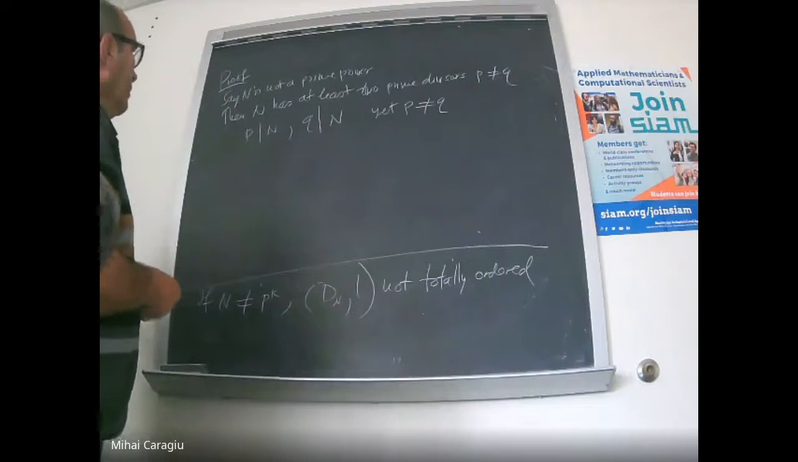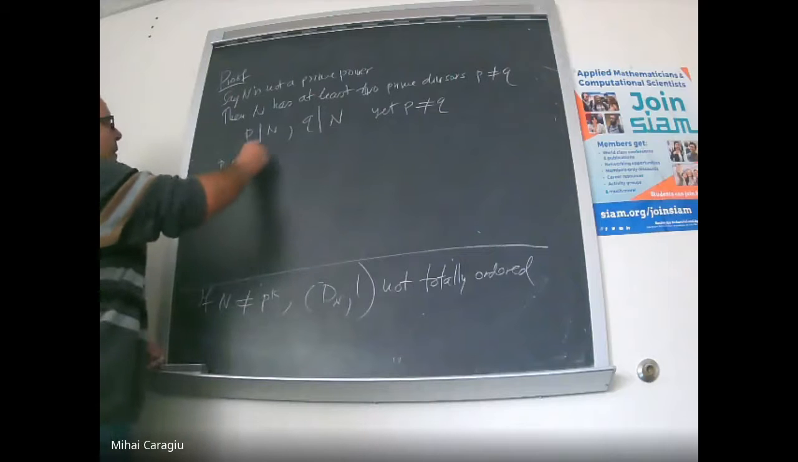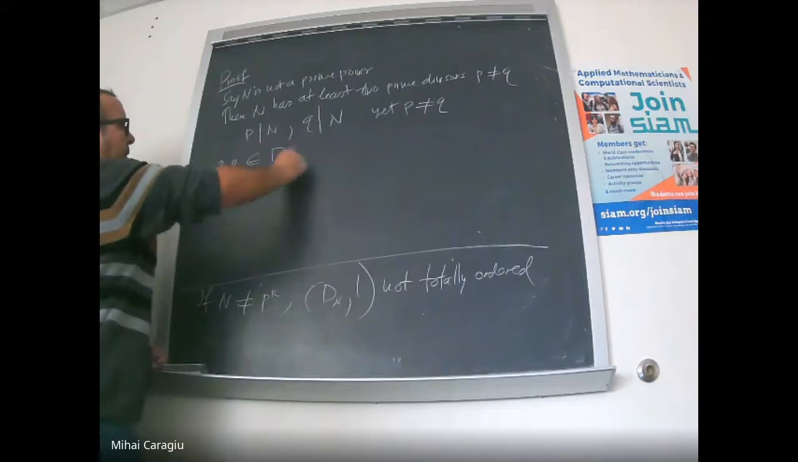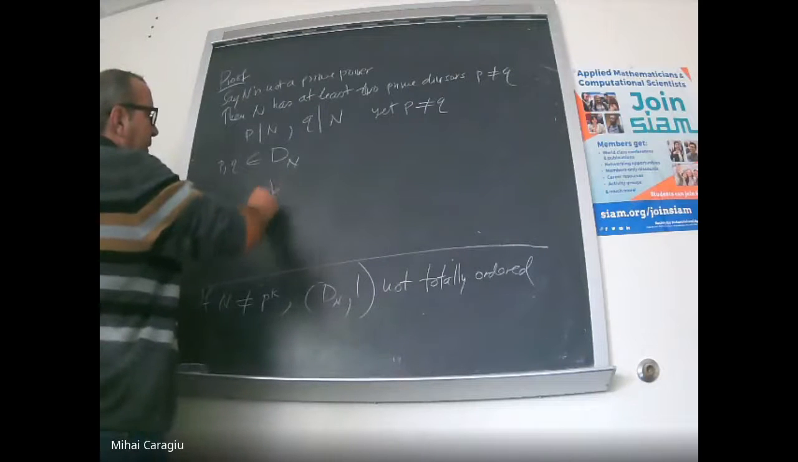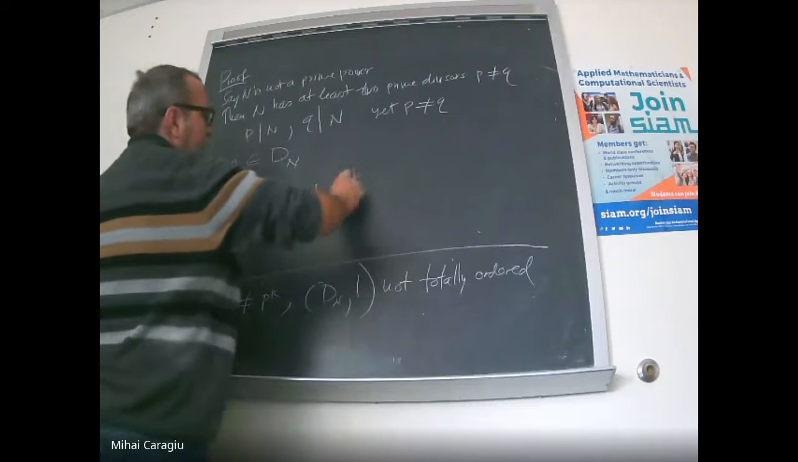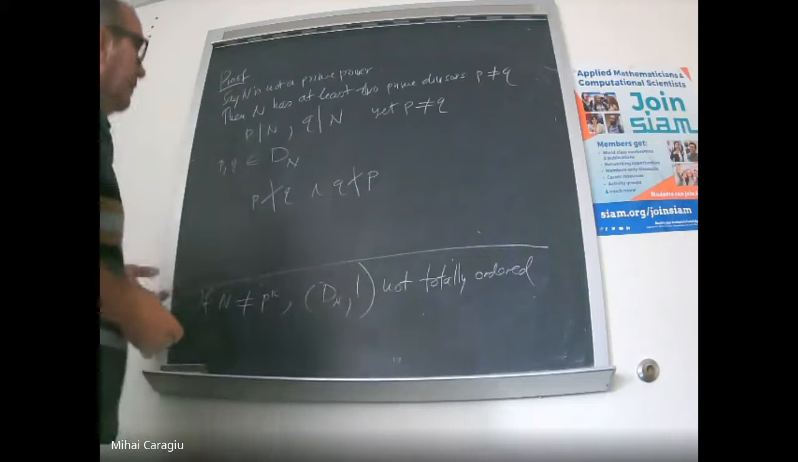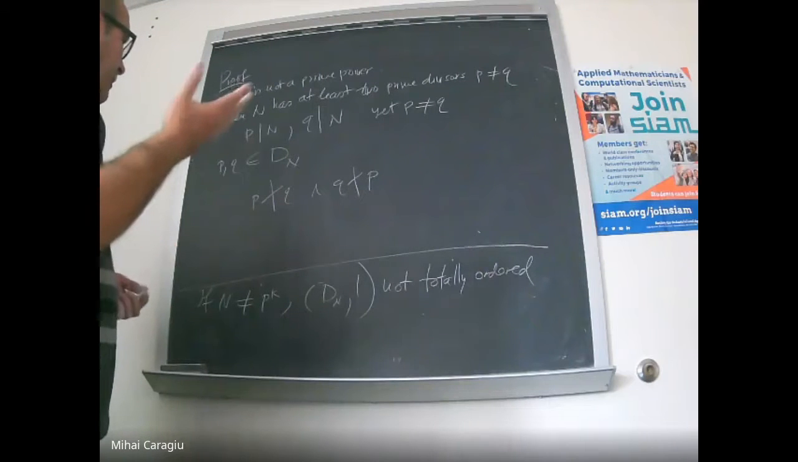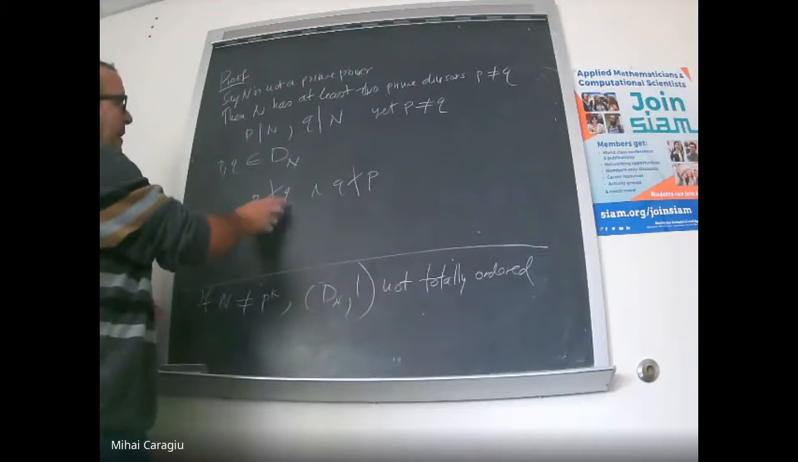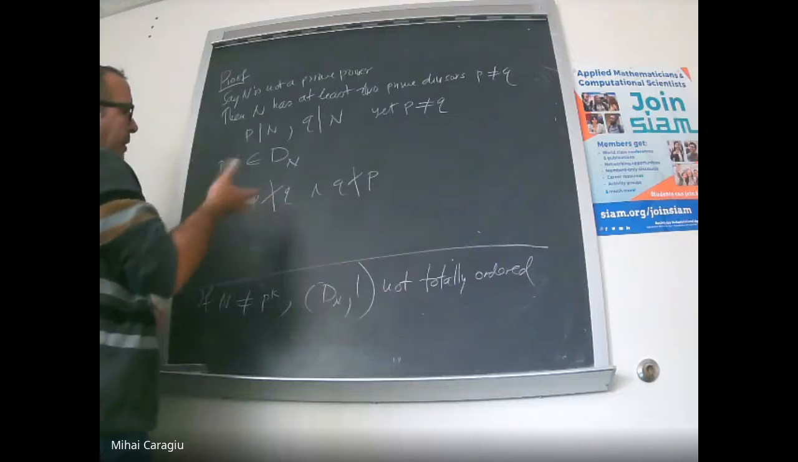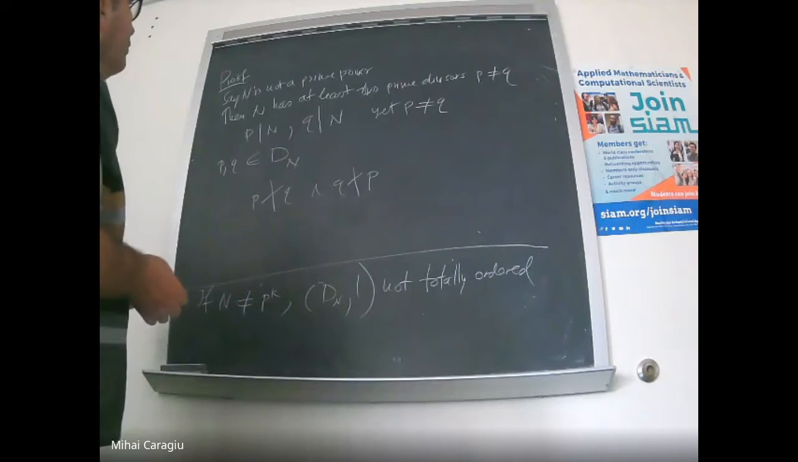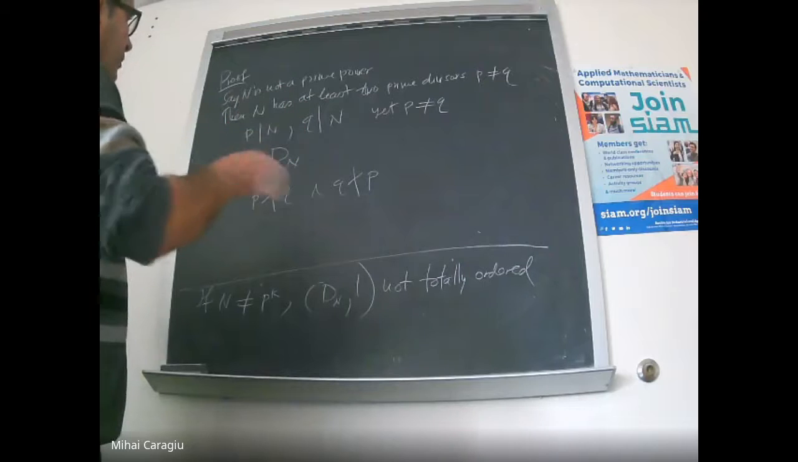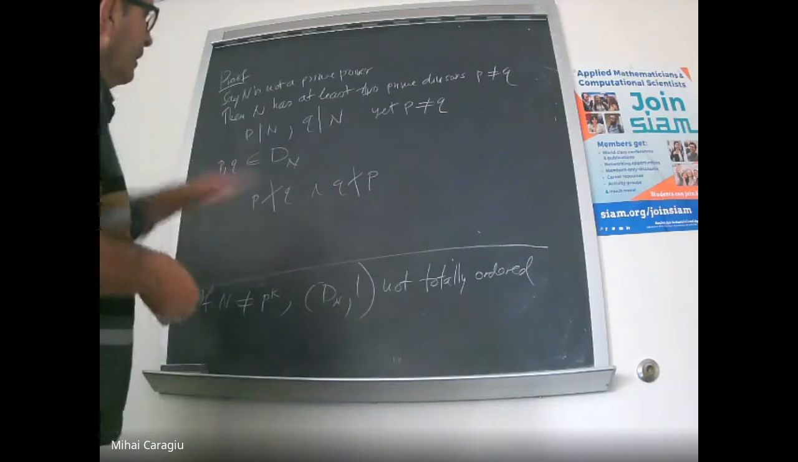Right. So p and q belong to D sub n, are divisors of n. Yet p does not divide q and q does not divide p. So they are not related. Because p and q are different prime numbers, none of them divides the other. So we just proved that n must be a prime power, because if it has two primes in it, then those two prime elements of n are not comparable.